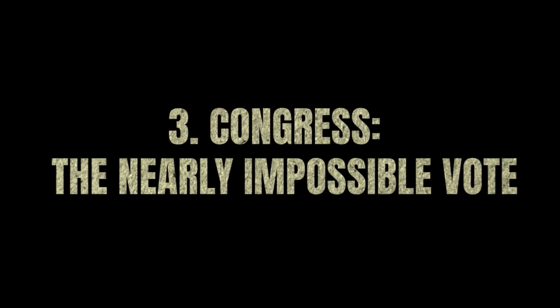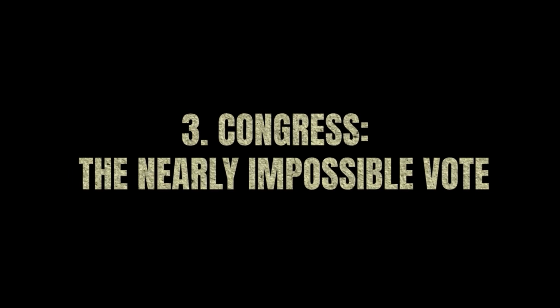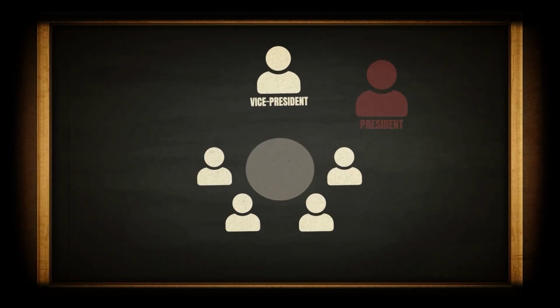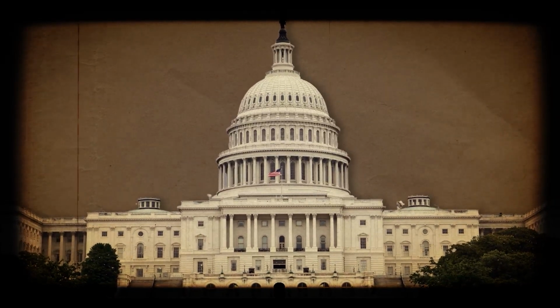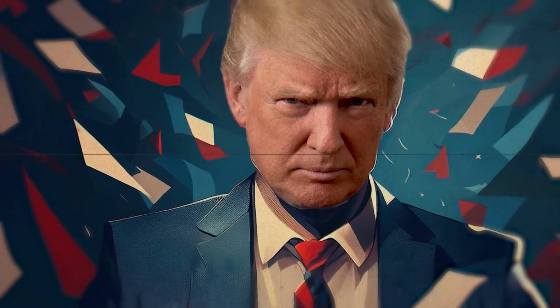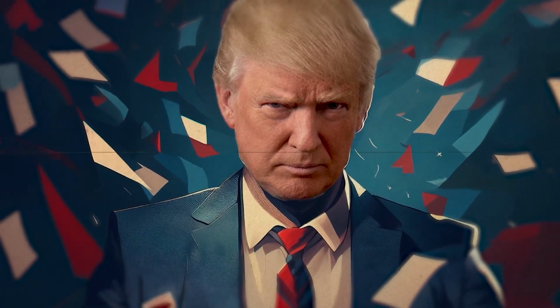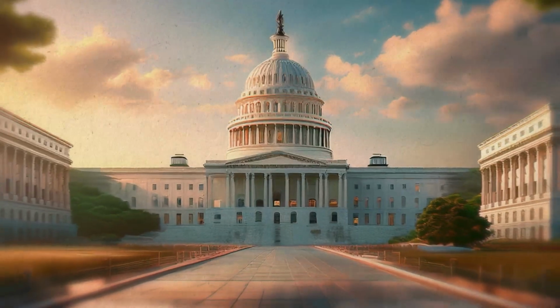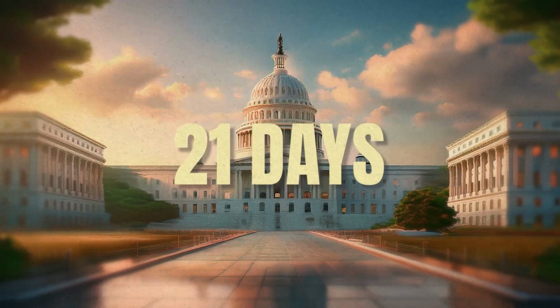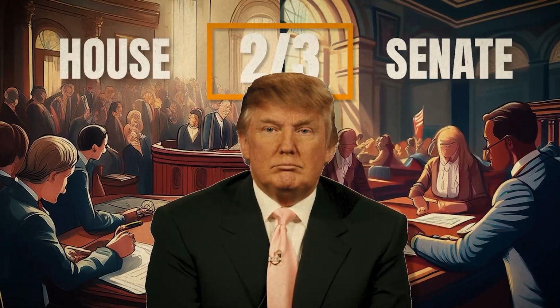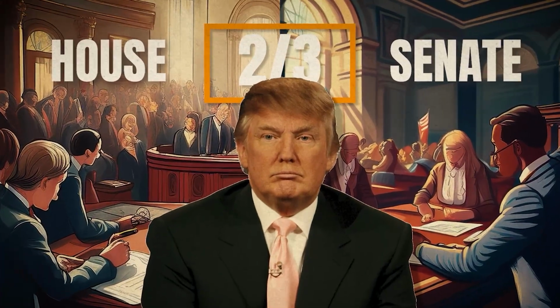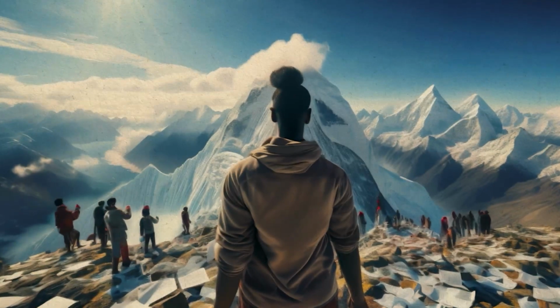3. Congress, the nearly impossible vote. Even if the vice president and a majority of the cabinet manage to clear these first 2 hurdles, the final decision rests with Congress. If the president contests the declaration, and they almost certainly would, Congress has just 21 days to act. And here's the real kicker. To permanently remove the president, a 2/3 majority in both the House and Senate is required. That's not just a high bar, it's a political Everest.